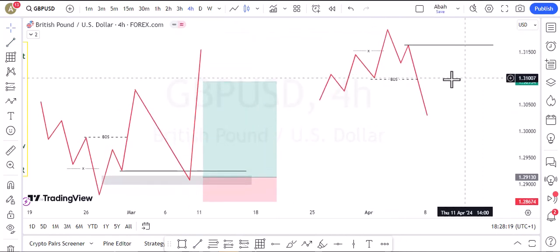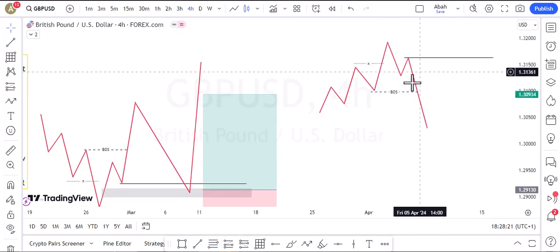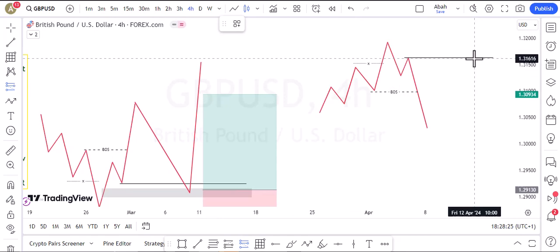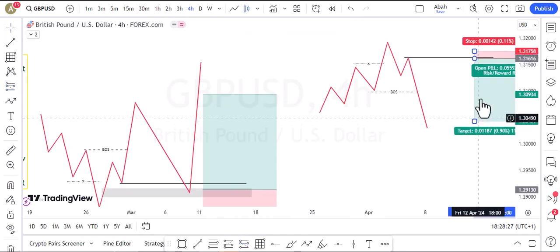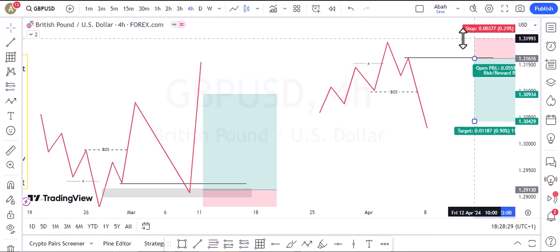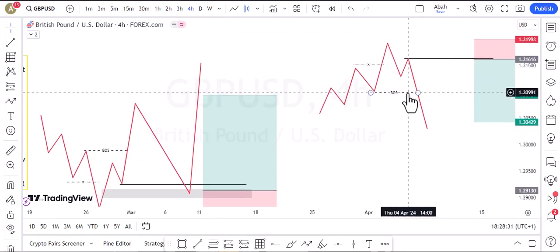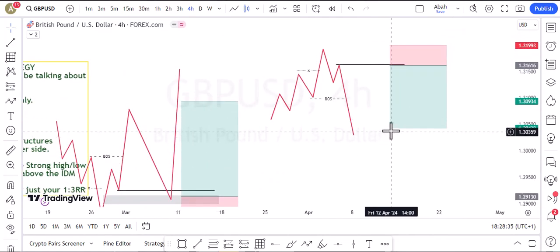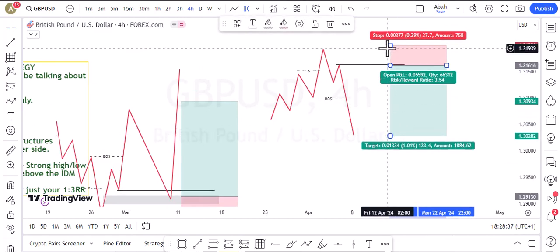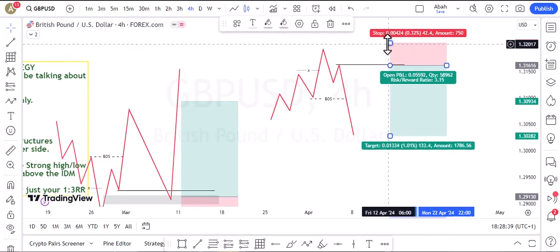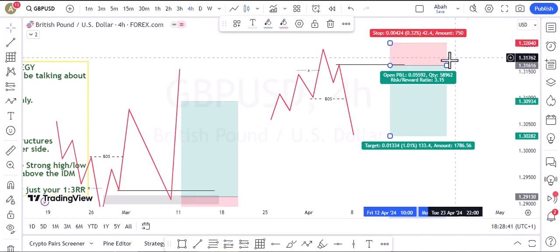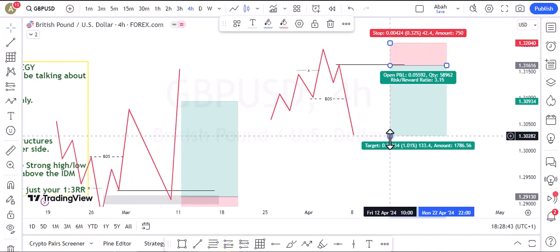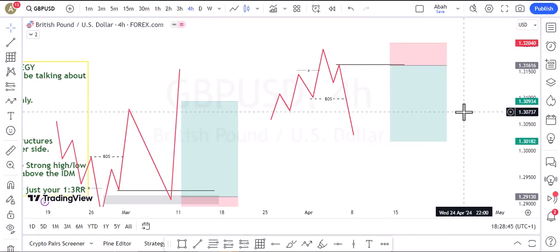And then where will you be taking your trade? Let's say there is no fair value gap here. Where will you be taking your trade? For you not to miss your trade, you play it from here. Cover the high. You can give it whatever buffer of pips you want, and then this will be your target. This is exactly what I'm going to be trading. This is exactly the second model.